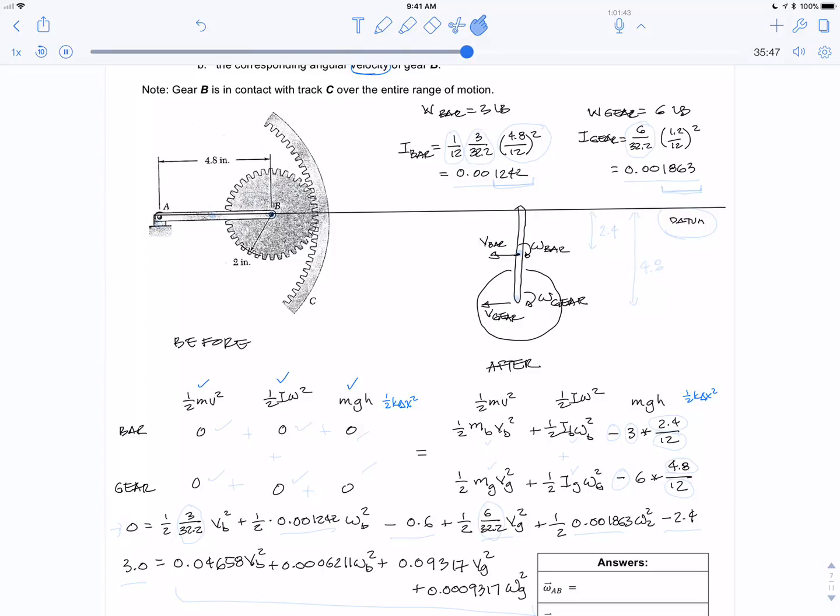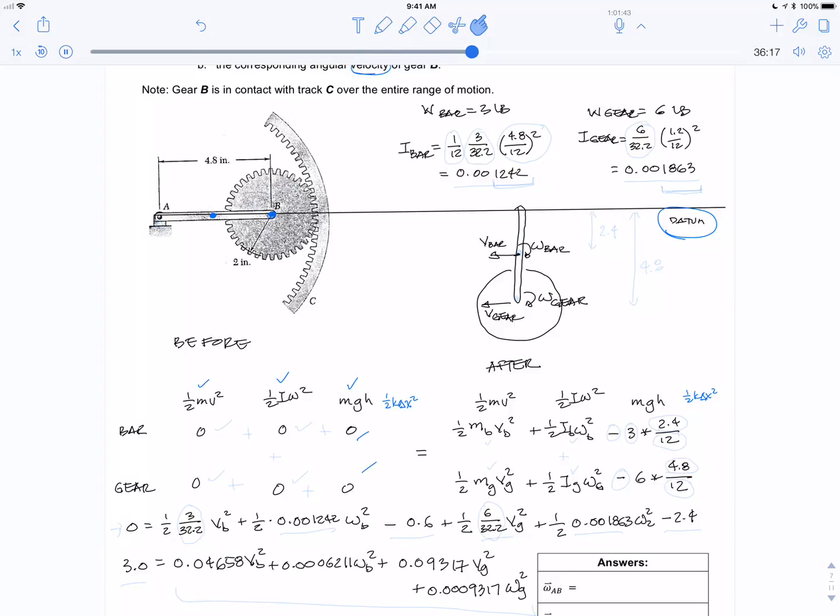And so for the mgh, you just have to pick a datum, or where you're going to count 0, where you're measuring h from. What I decided was to make the datum go through the bar when it's horizontal. The reason I picked that: here's the center of gravity of the bar, there's the center of gravity of the wheel, and obviously those are going through the datum, so the mgh is 0.